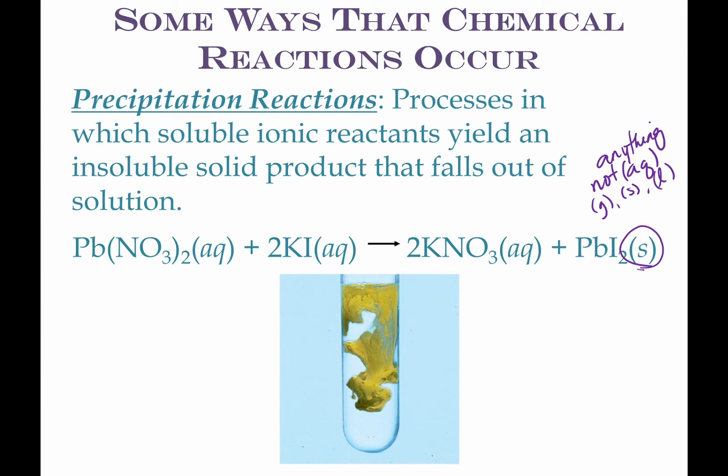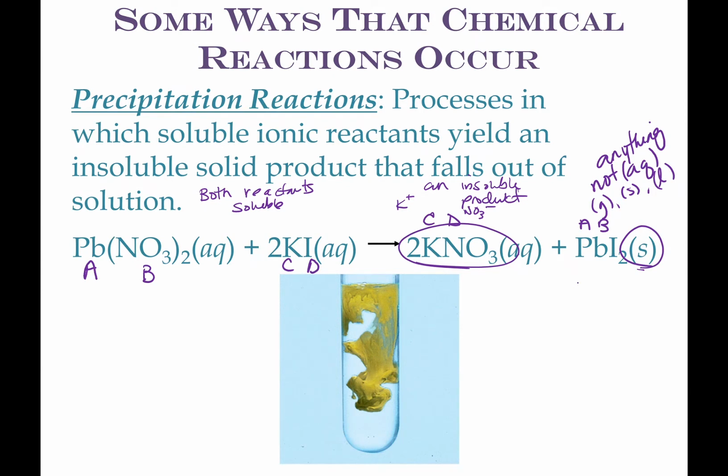So we're going to have to be able to use that solubility chart and determine whether things are soluble. Typical precipitation reactions have both reactants soluble and then an insoluble product. So here, remember we have cation A, anion B, cation C, and anion D. So here we have CD and AB. It doesn't matter which order you put them in. It could be AB and CD. But here we have K plus and NO3 minus. That gives us KNO3. And here we have A is Pb.